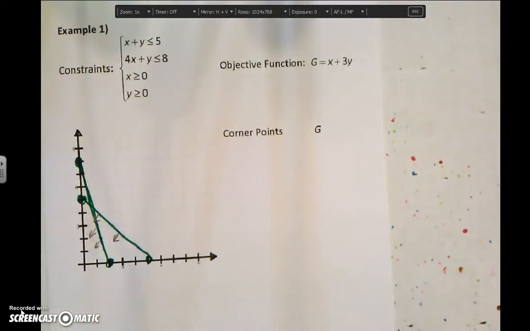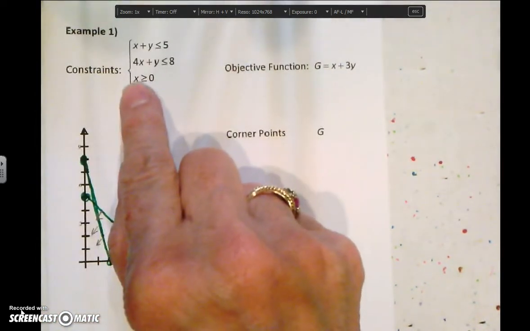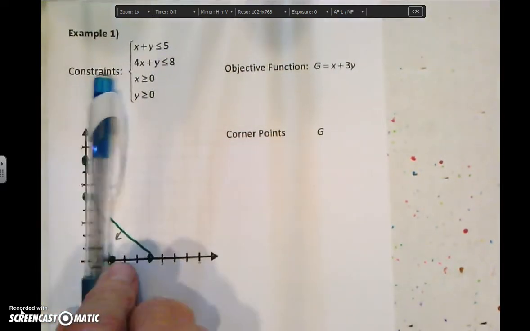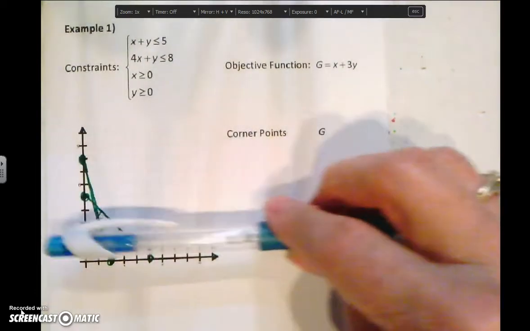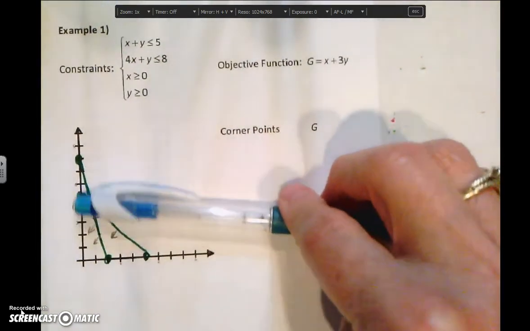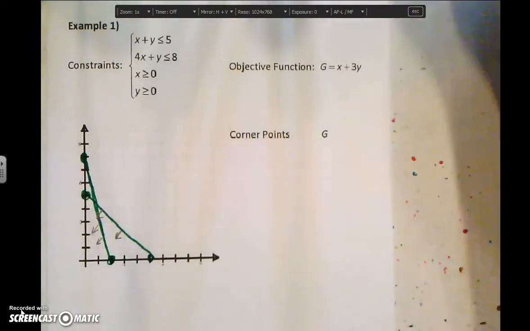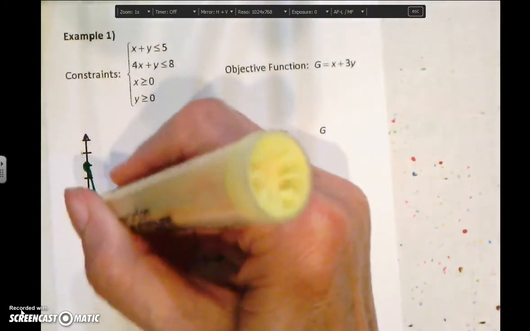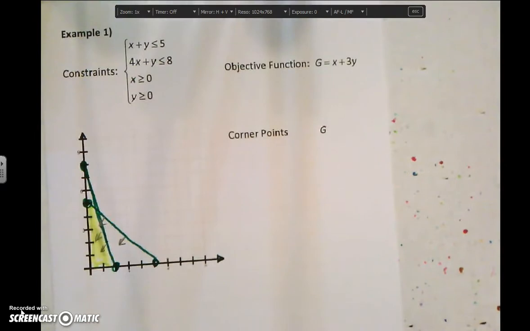Then we have more than that. But we also have that x is greater than or equal to 0. So that means that all my x's need to be on this side. And then y is greater than or equal to 0. So that means everything this way. So it just puts all of our answers in the first quadrant. So overlapping all those inequalities, we get this. So that would be our feasible region.